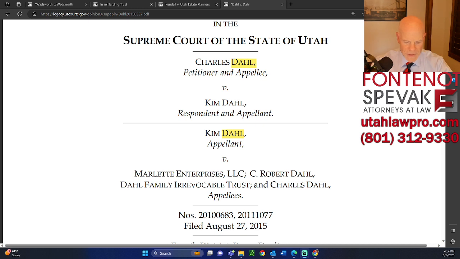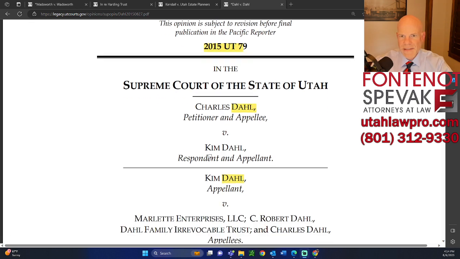If you do go to trial and you'd like to make an argument that the other side should have to pay your attorney fees, then we're going to talk about how you would argue that and what the court is going to use to analyze that, because that is what happened in this case. This is the Dahl v. Dahl case.